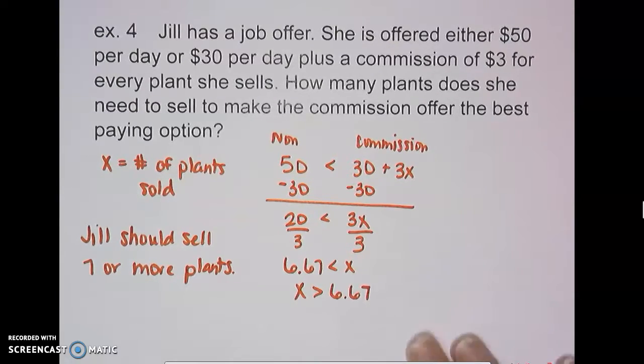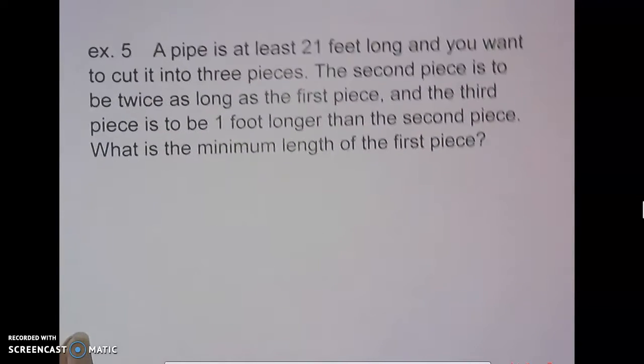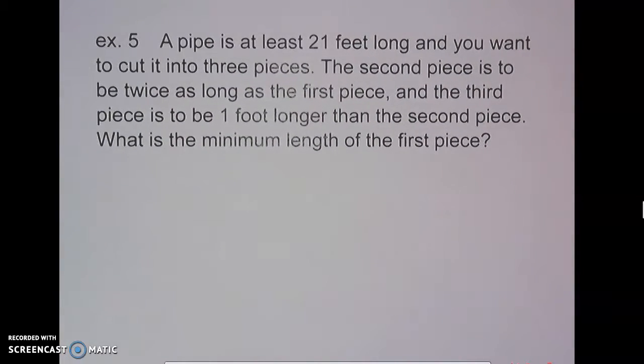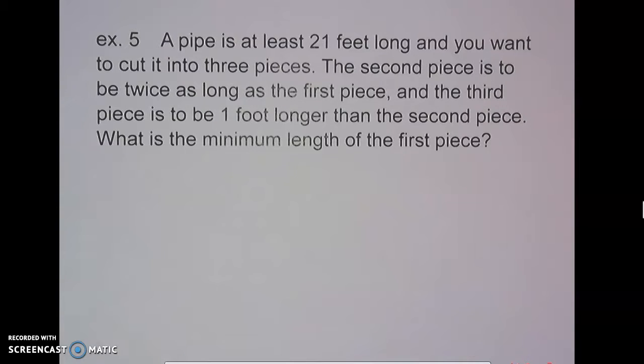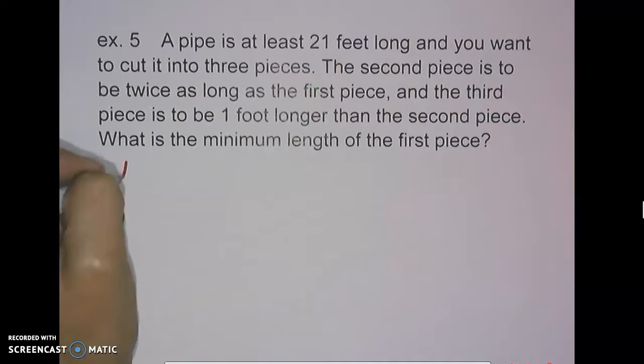Okay? We've got one more to look at, and this says a pipe is at least 21 feet long and you want to cut it into 3 pieces. The second piece is to be twice as long as the first piece, and the third piece is to be 1 foot longer than the second piece. What is the minimum length of the first piece? So we're finding the length of the first piece, so that's going to be our x.